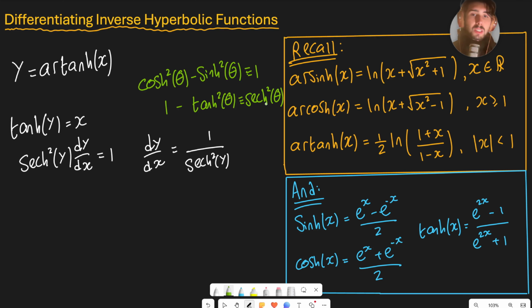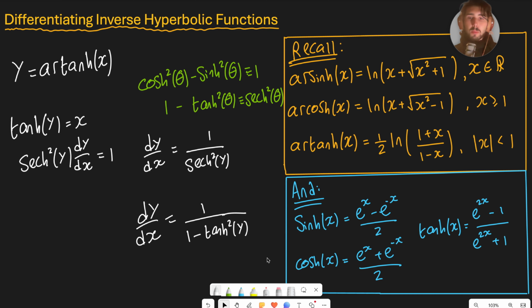So what can we do? Well, sech squared can clearly be replaced with just 1 minus tanh squared. And then finally, we can replace tanh with x. So we get that the derivative of r tanh is 1 over 1 minus x squared, like that. Cool, so now we've got all three of them. Let me just condense that down and have them all written at the same time so we can see them.